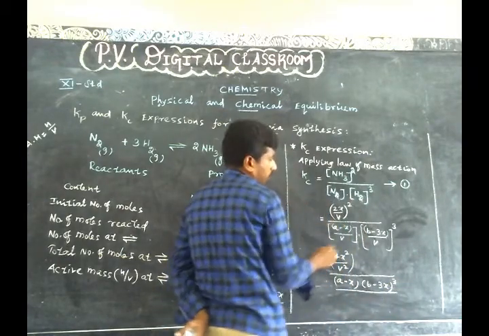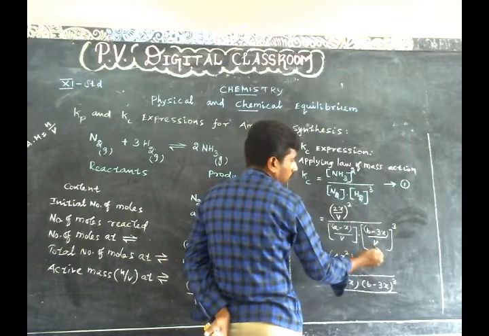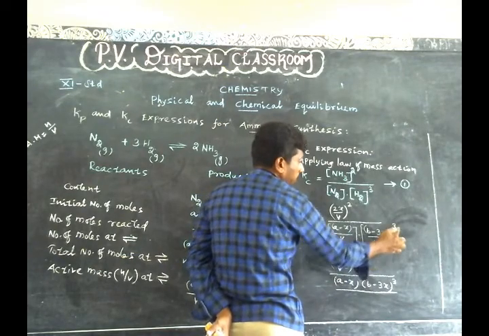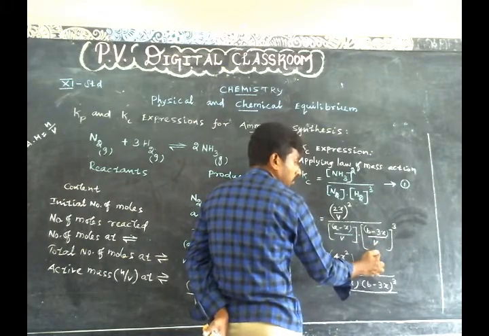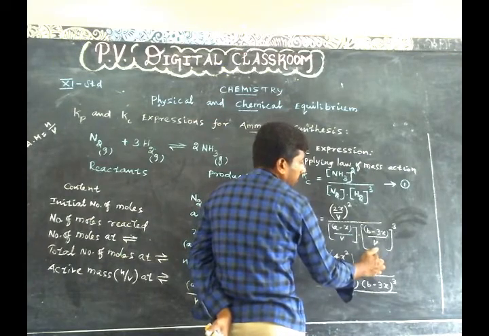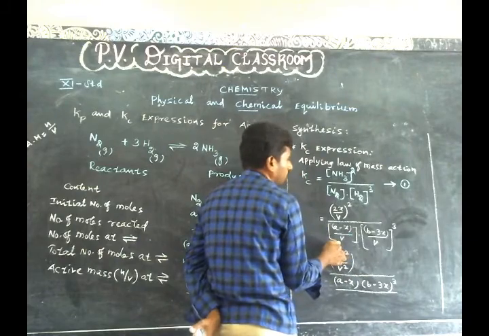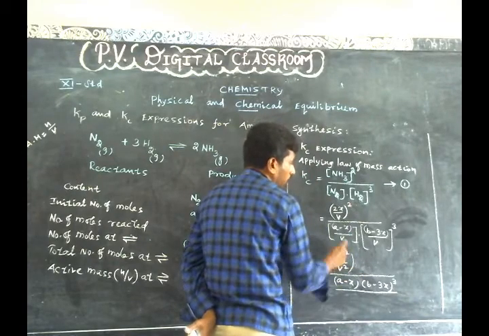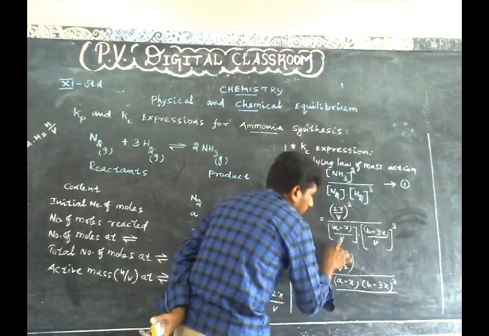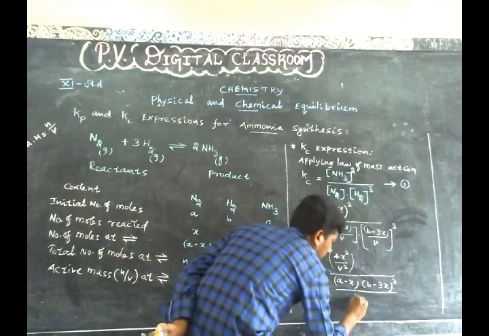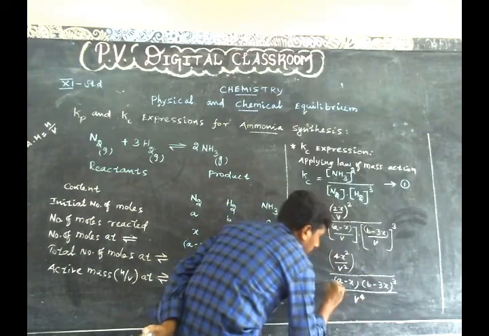Divided by, here V power 3 is present. Multiply that V power 3 with this V term. It gives V power 4, or V into V power 3 is equal to V power 4.